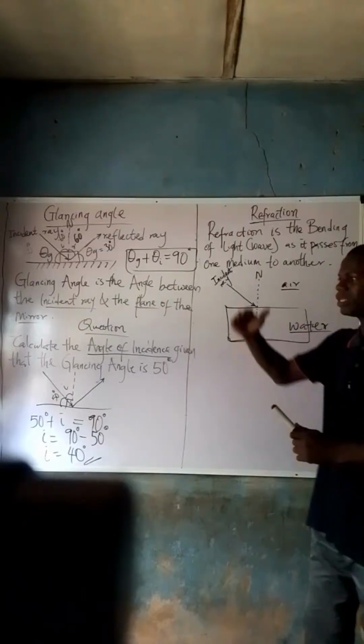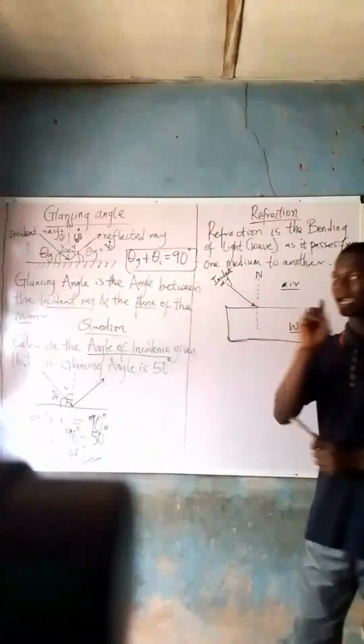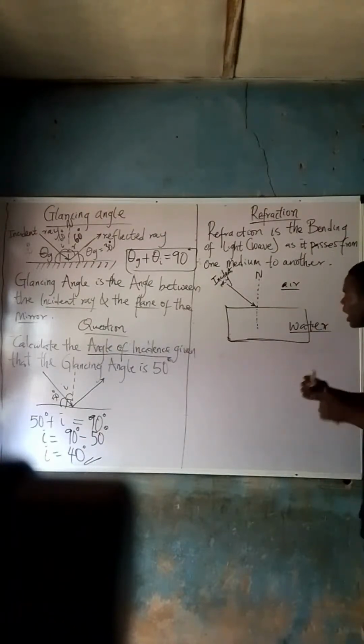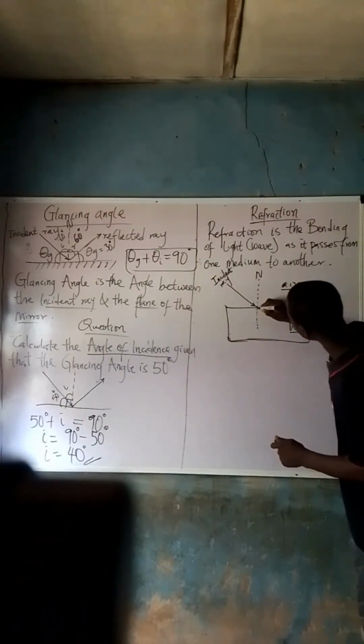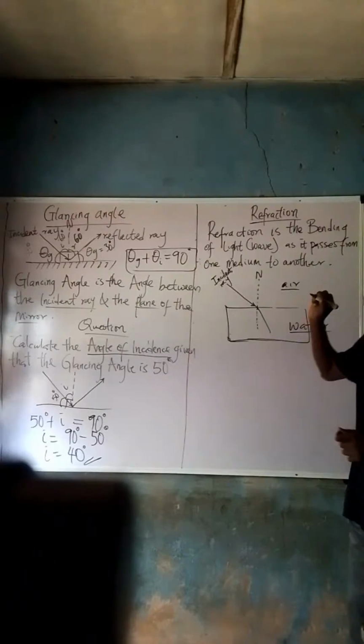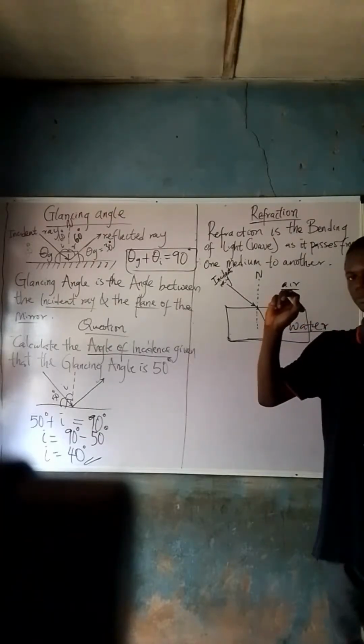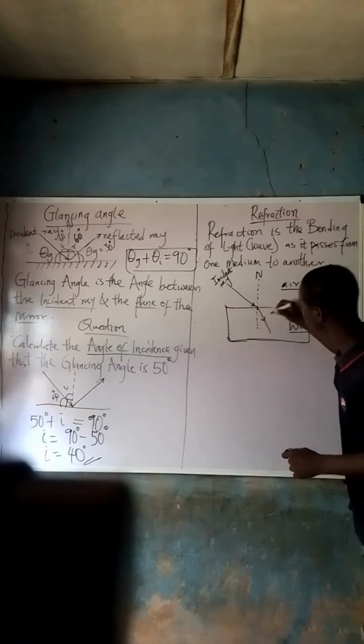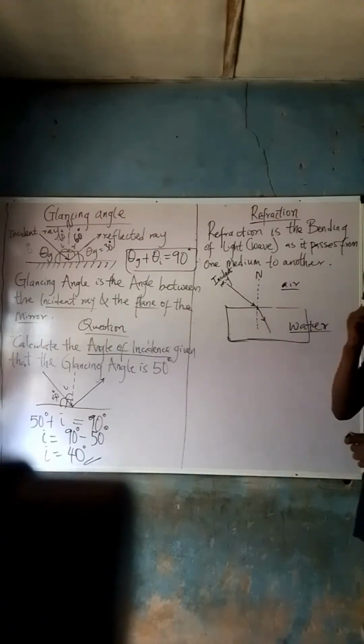Because its speed has been reduced, I will also tell you what else will be reduced. There are other things that will be reduced. You now notice that this ray will bend towards the normal. Are we seeing that? It will bend towards the normal. So it will continue like this.